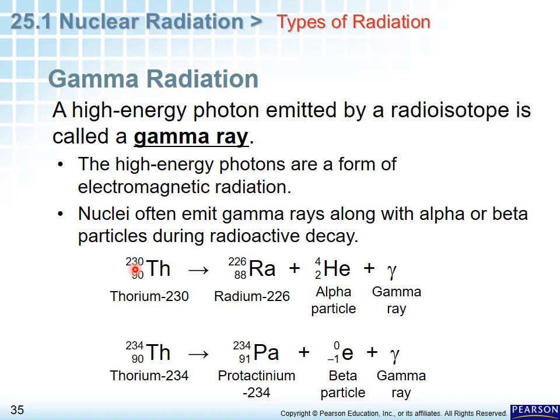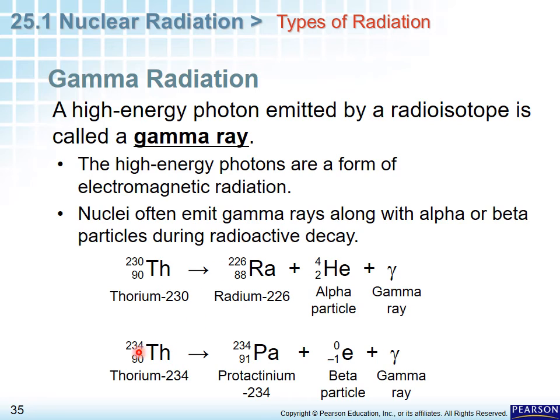Take the example of Th, which has mass 230. Here the decaying process starts. After the decay, you can see it releases helium, which is an alpha particle, and from 230 it gives you 226. One alpha particle is going to be released, and along with it, gamma rays are released, because a high energy photon is emitted.